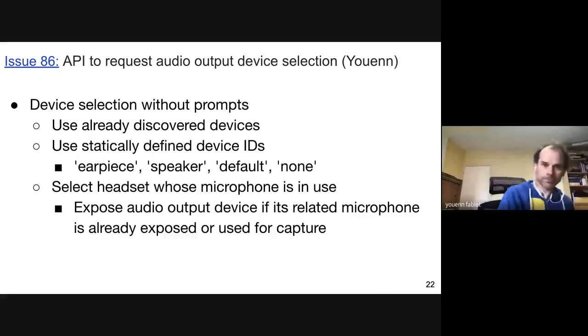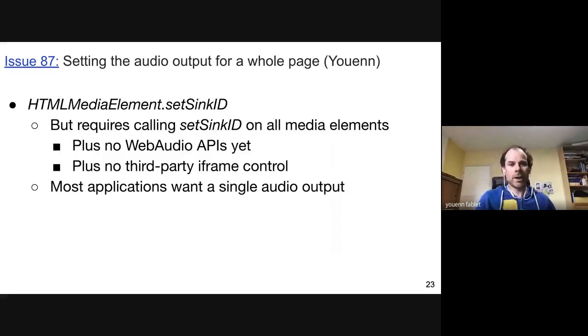Next issue, 87. So setSinkId is great, but for most applications, it requires calling setSinkId on all media elements. Plus there's no Web Audio API yet, plus there's no third-party iframe control. And the typical case is that an application will only use one single audio output. The only case I heard in a typical video conference where you might want two audio outputs is when there's a main speaker, and you want notifications to go to a separate device.